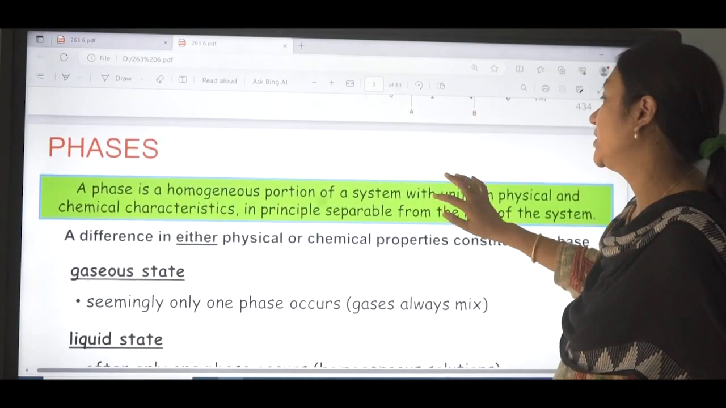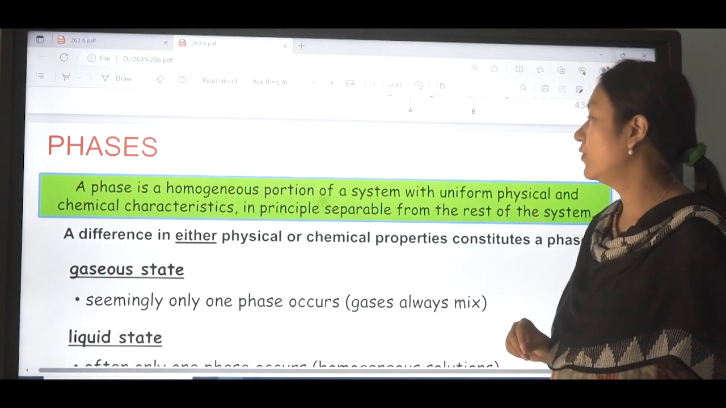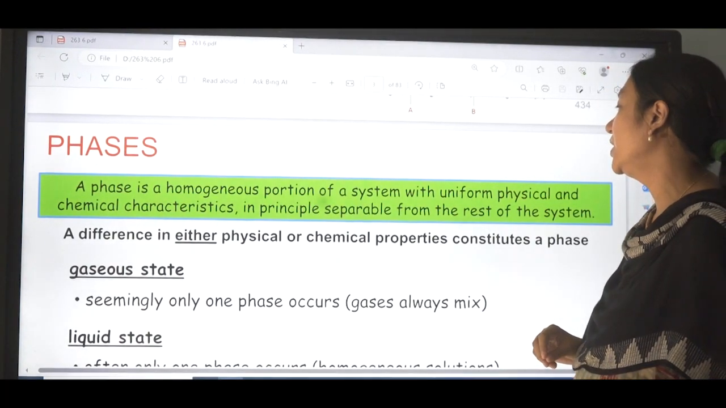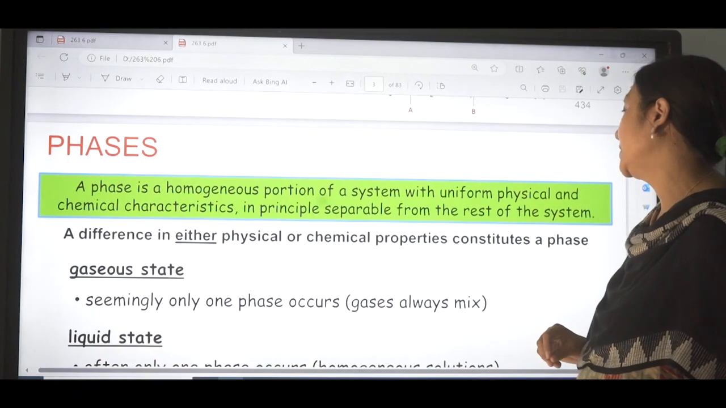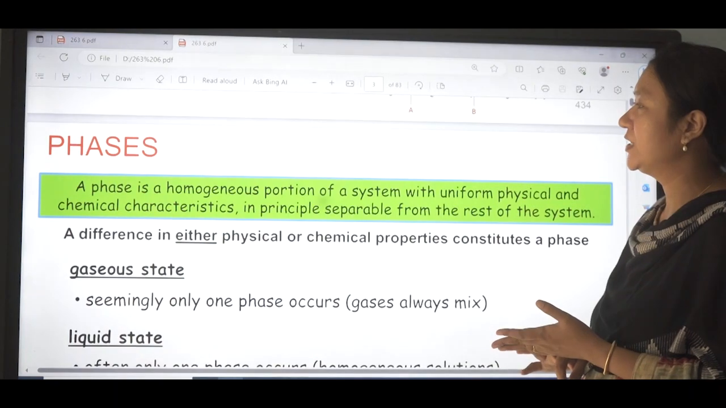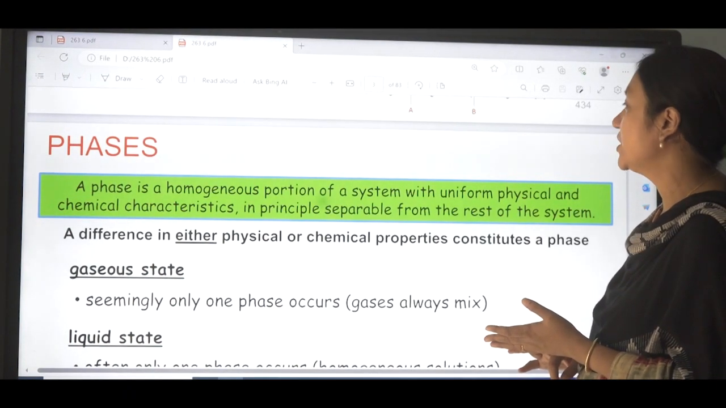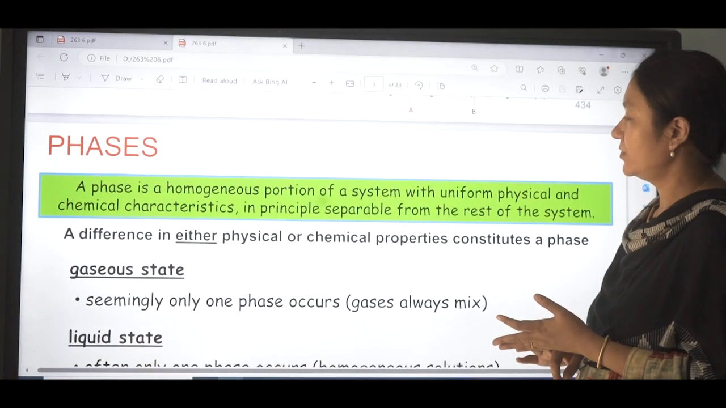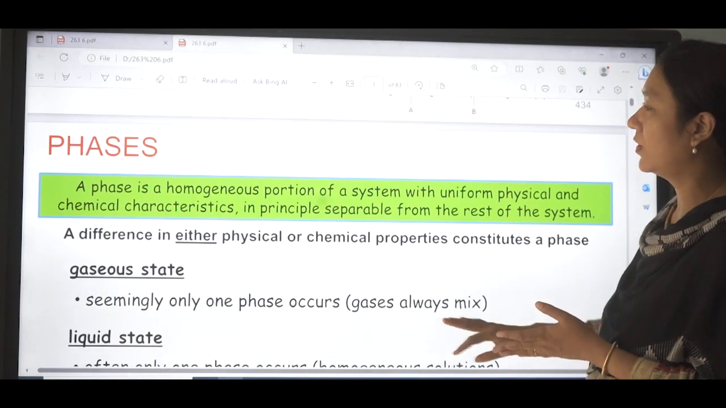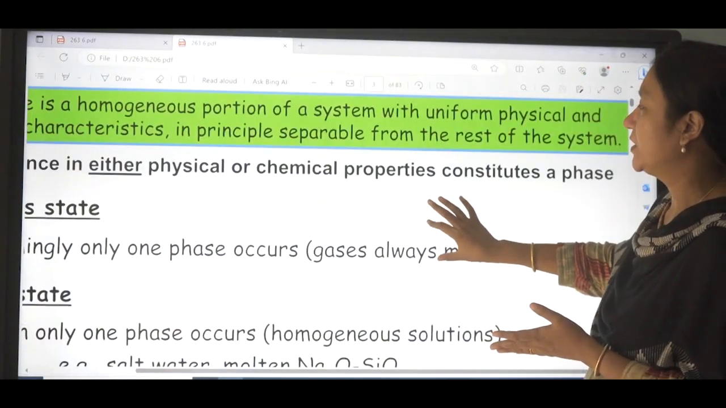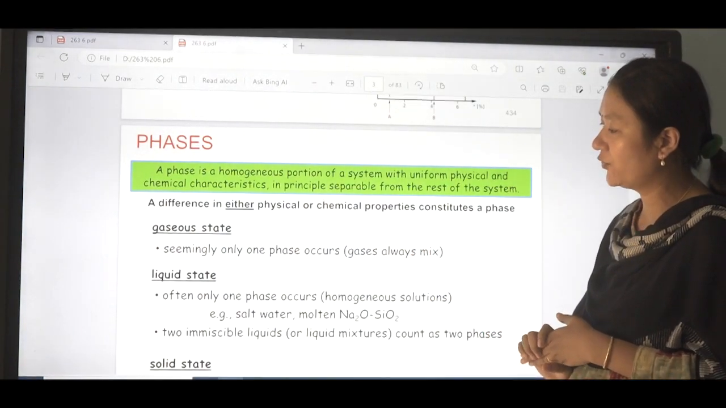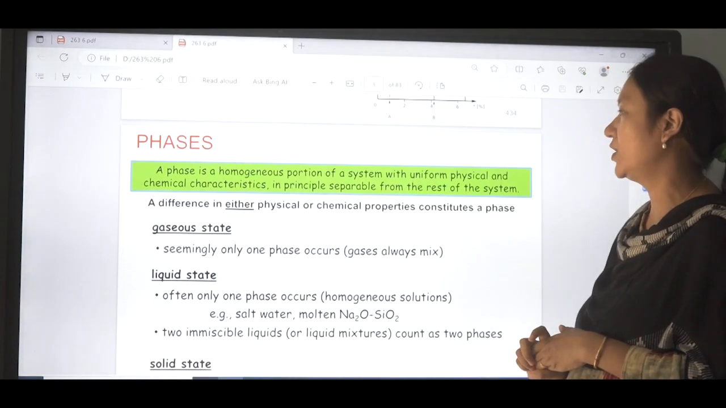What is a phase? A phase is a homogeneous portion of a system with uniform physical and chemical characteristics, in principle separable from the rest of the system. So if there is a mixture of different phases, they can be separated from each other. By saying phase, it can be solid, liquid, or gaseous. When we talk about water, it has three phases: the gaseous phase, liquid phase, and solid phase.